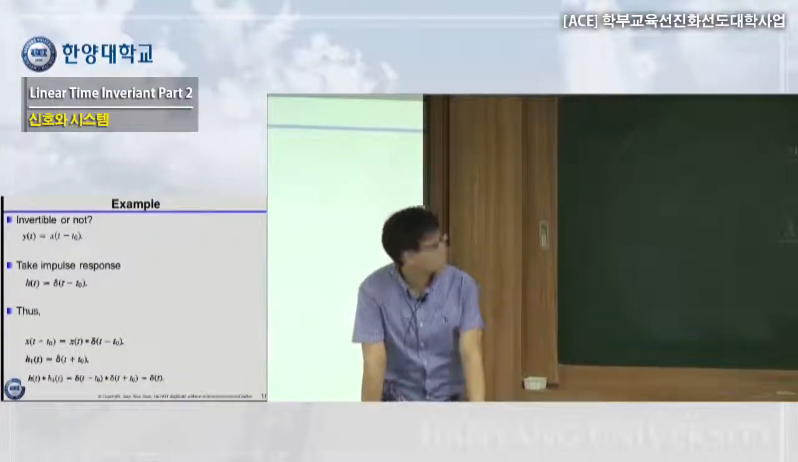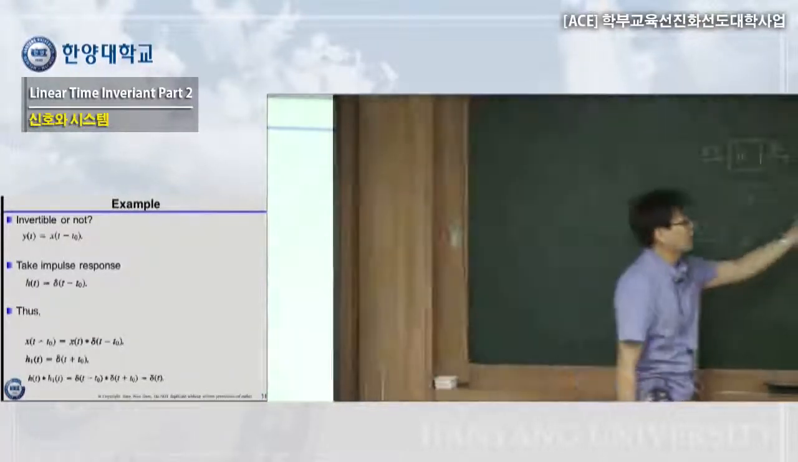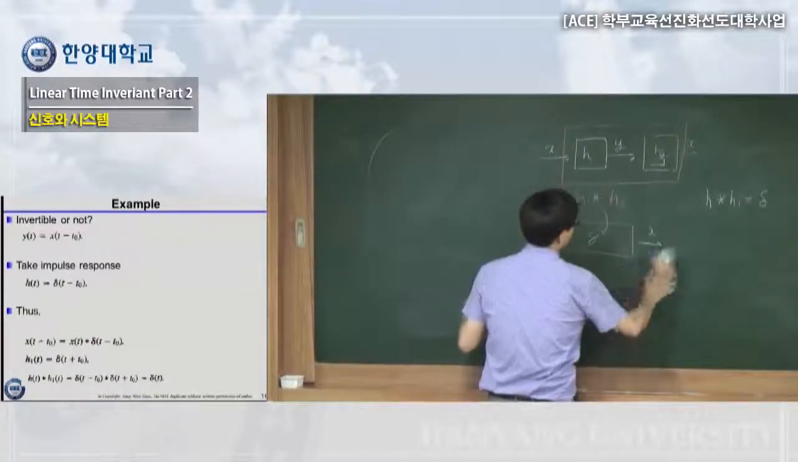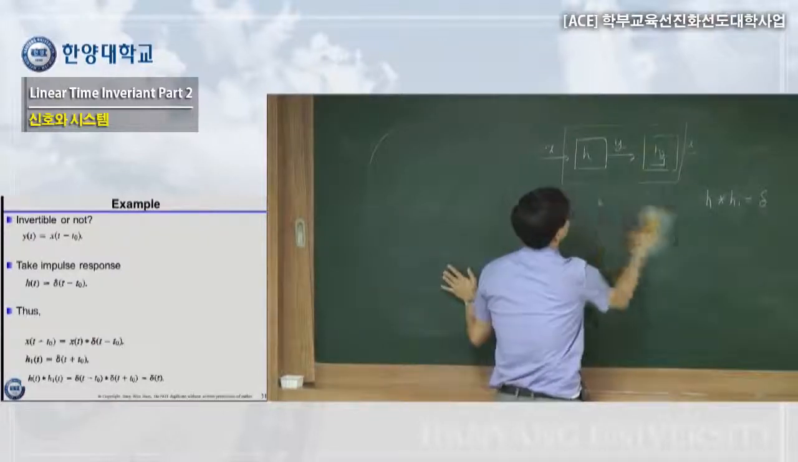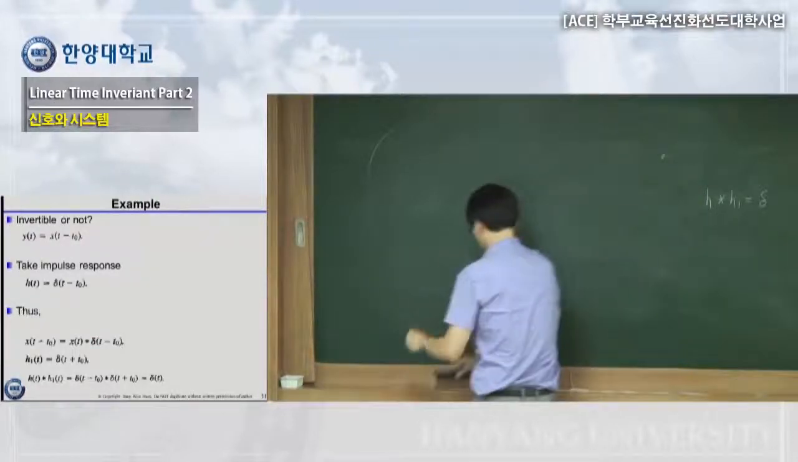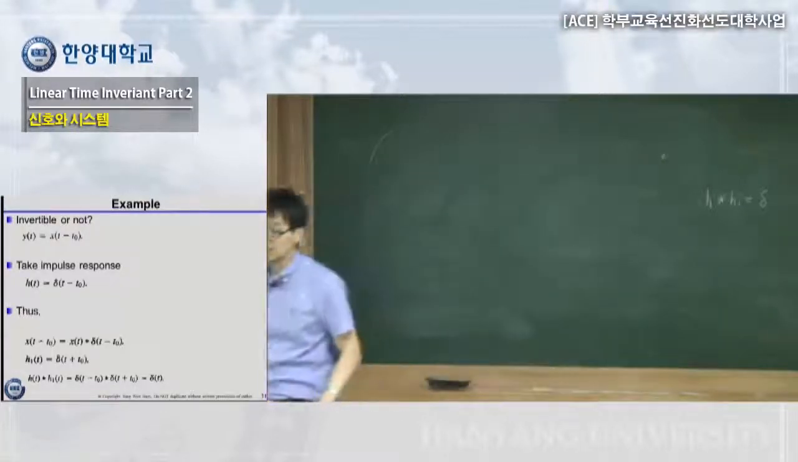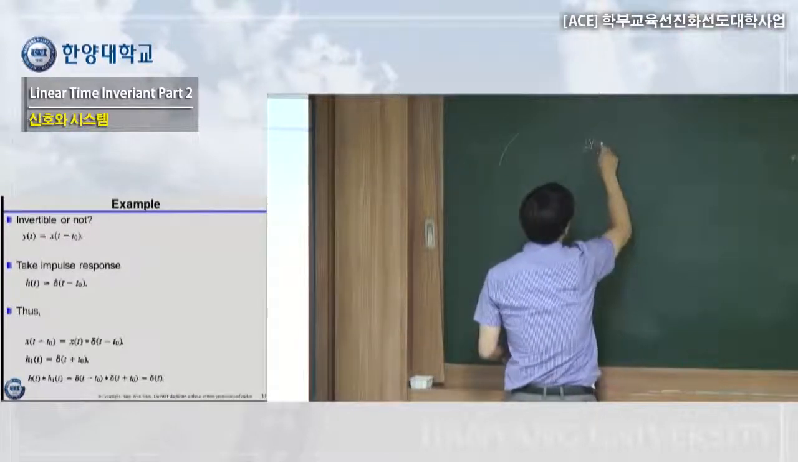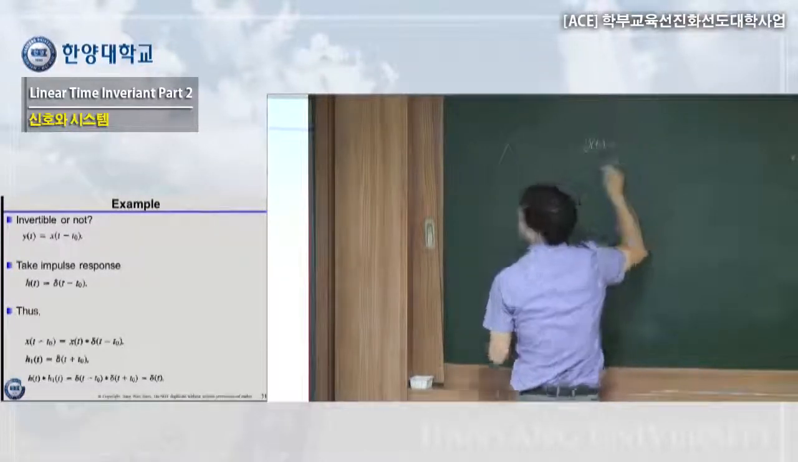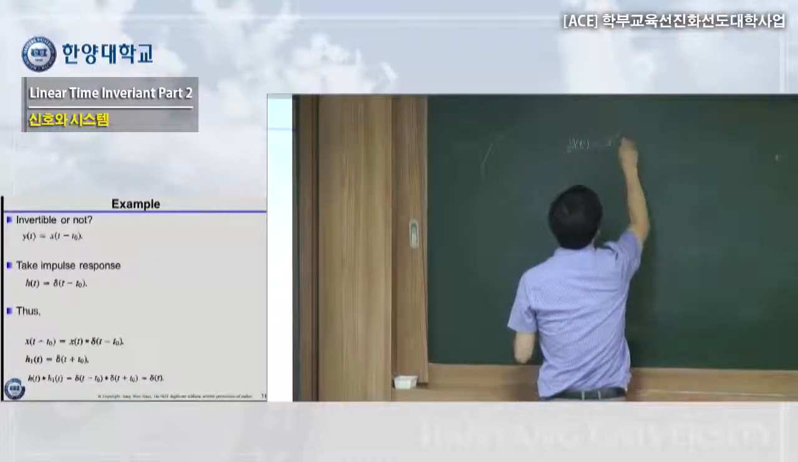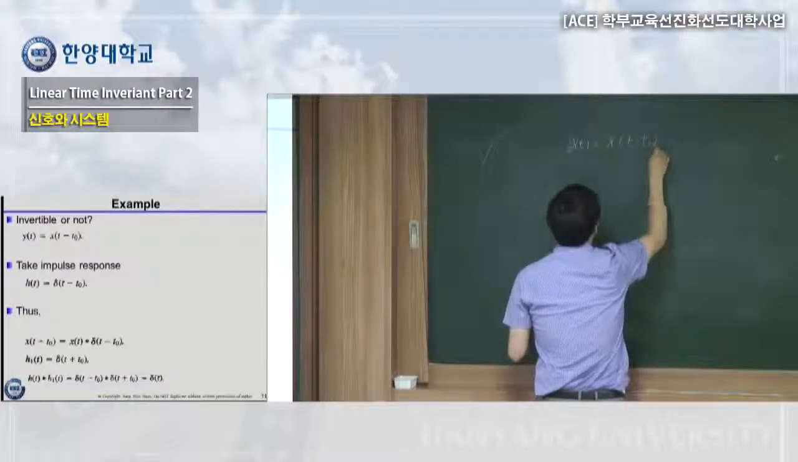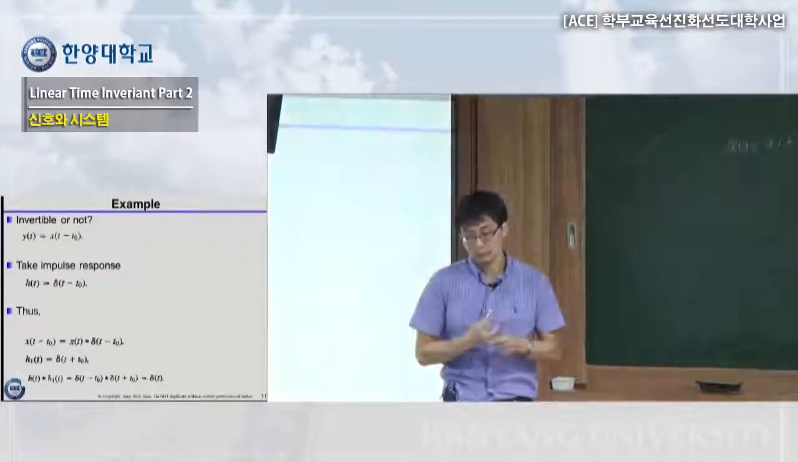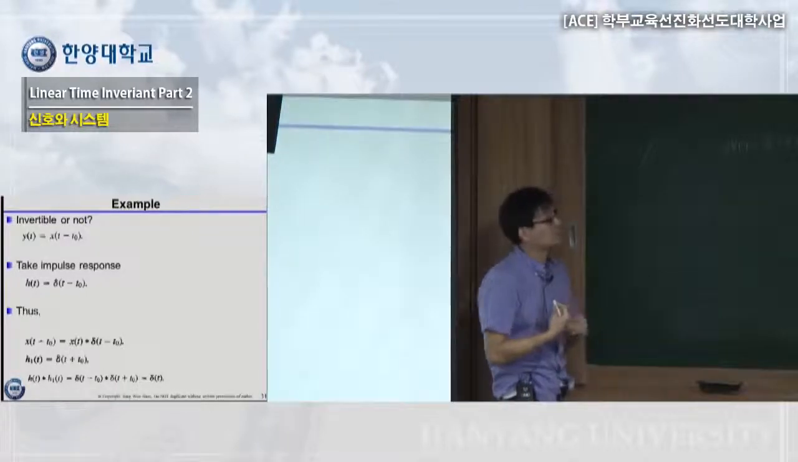So this is a judgment case in linear time invariant system, if this is possible or not. Let's have an example. Let's say example. This YT, X is what? X. This is invertible or not? It's invertible or not?